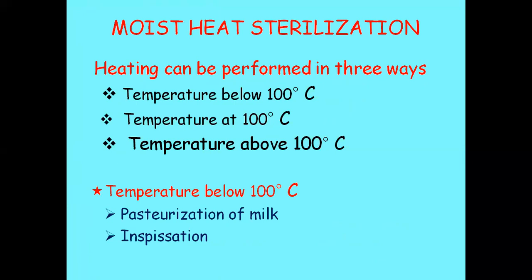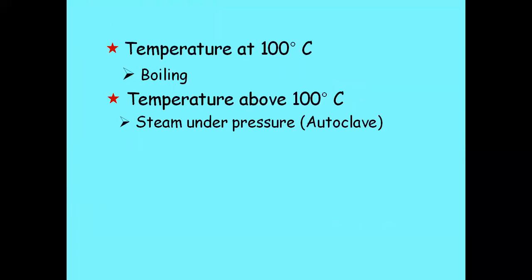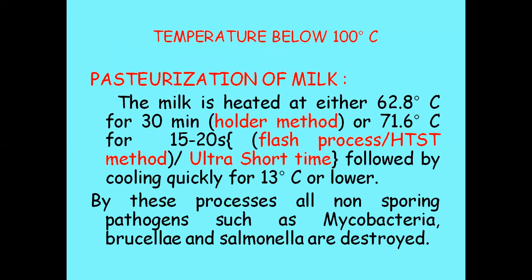And temperature below 100 degrees Celsius, temperature at 100 degrees Celsius, and temperature above 100 degrees Celsius. For temperature below 100 degrees Celsius, the examples are pasteurization of milk and inspissation. Temperature at 100 degrees Celsius is simple boiling, and temperature above 100 degrees Celsius is autoclave or steam under pressure. For temperature below 100 degrees Celsius, pasteurization of milk is one of the best examples.